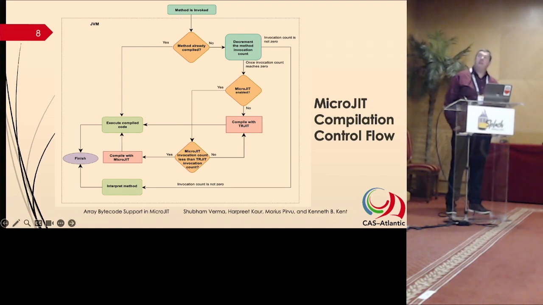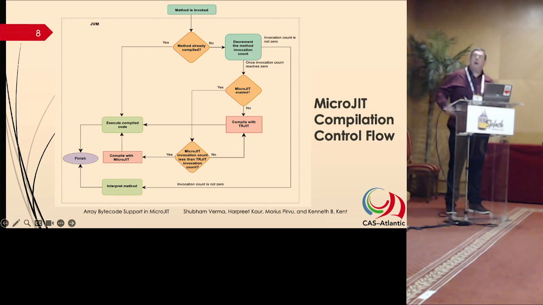So the diamond at the top, method already compiled, should mean this method is already TRJIT compiled. Okay, so effectively when a method is invoked, we first see if it's been compiled. It's not hitting a threshold. If we have the compilation of it, we just directly go and execute the compiled code and we're finished with it.